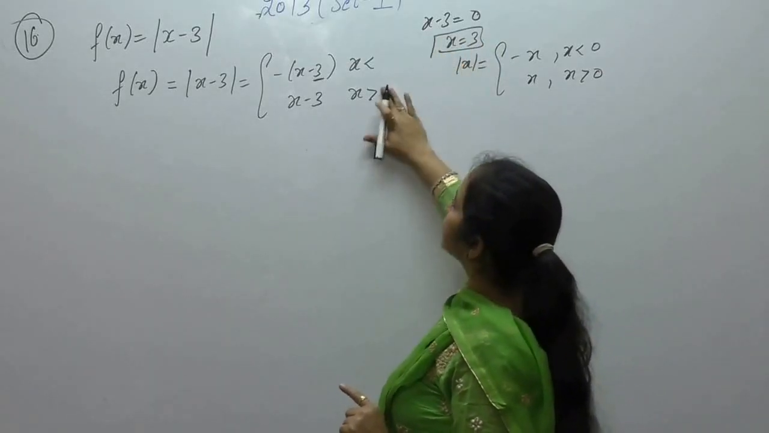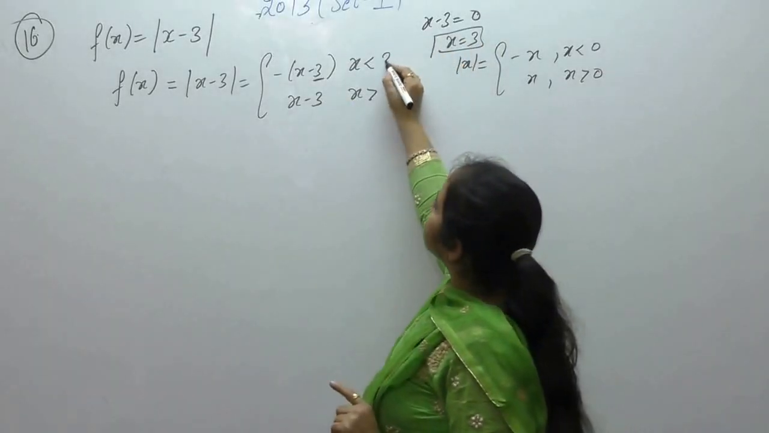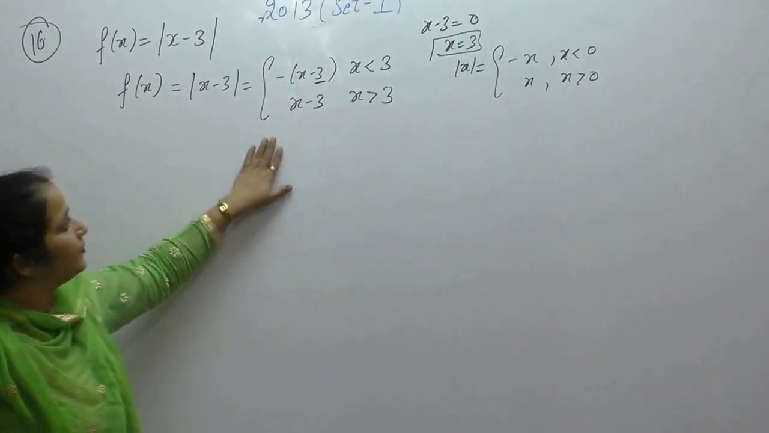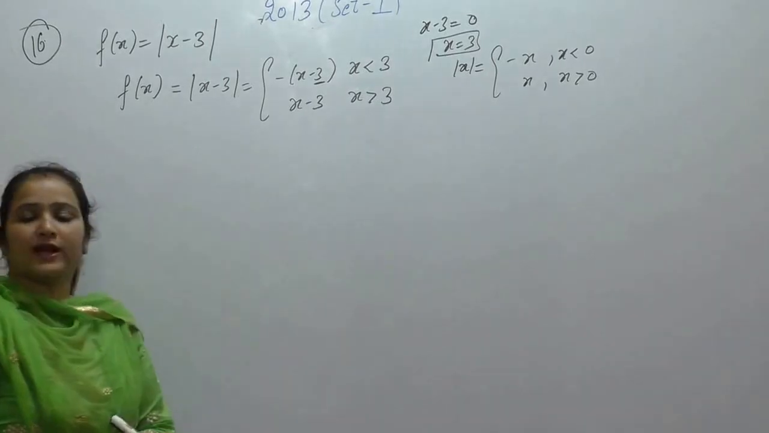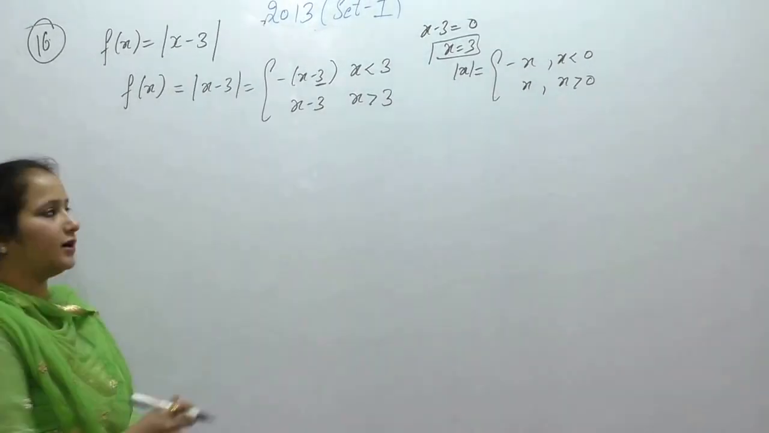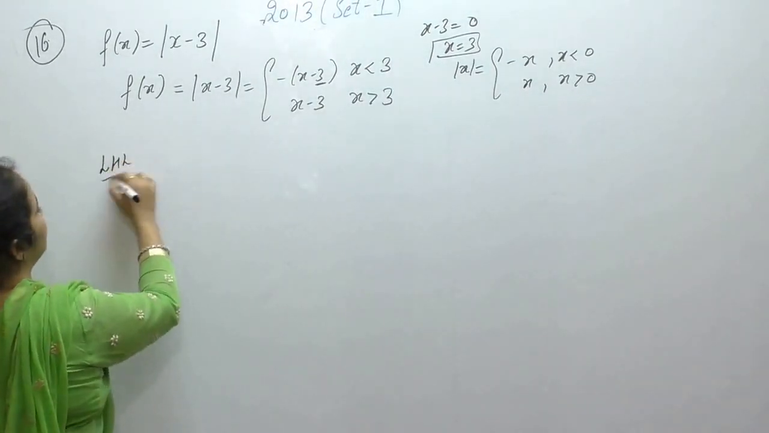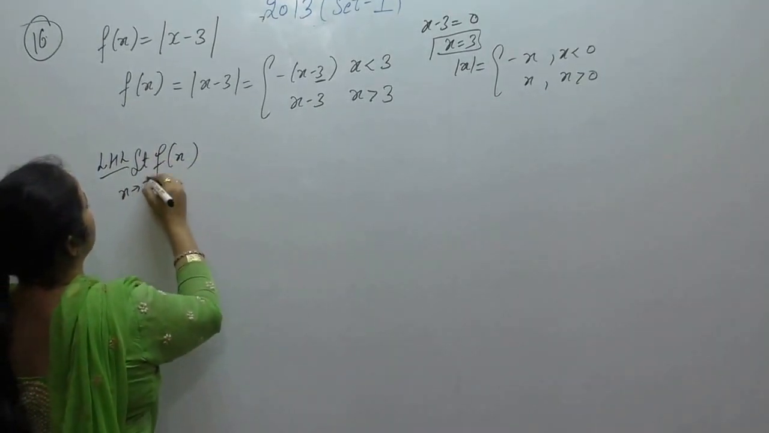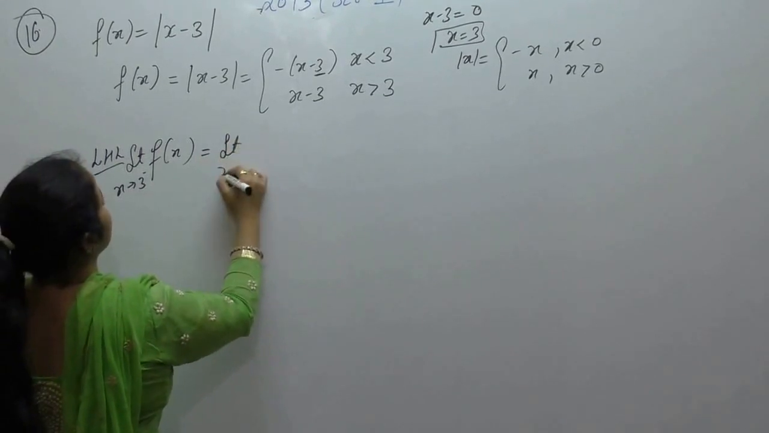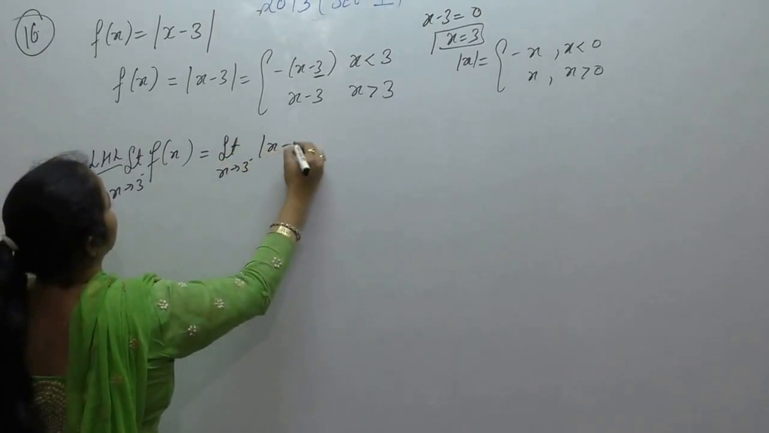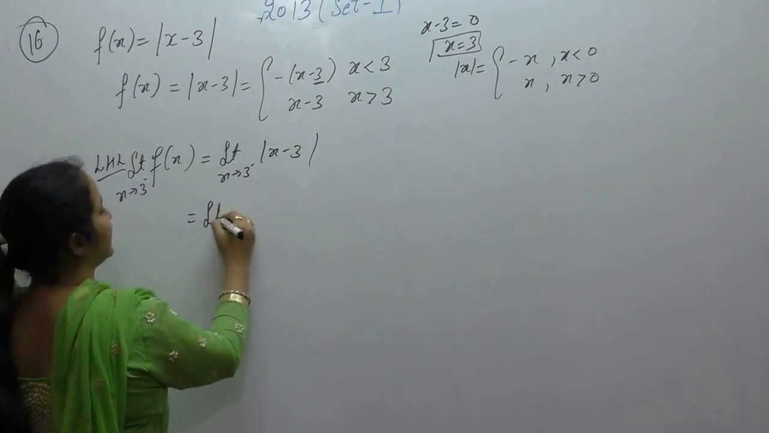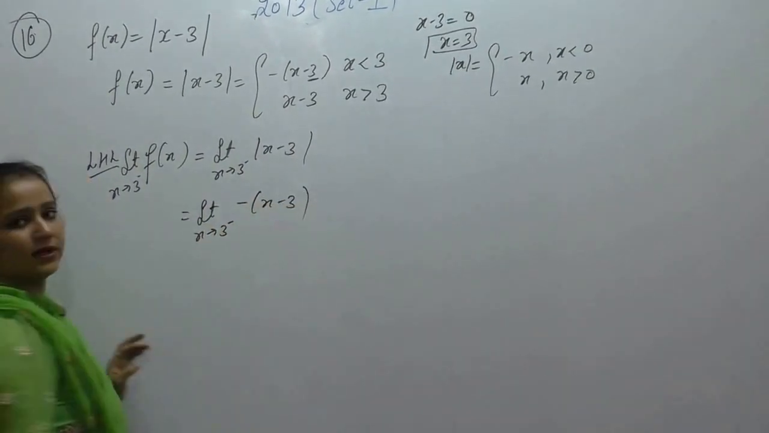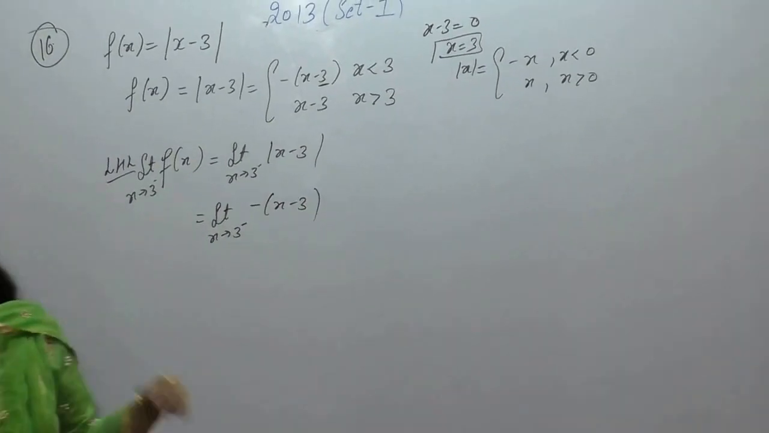Equals to 3. So here we will write x is less than 3 and x is greater than 3. Clear? Now we want to prove that the function is continuous but not differentiable. For left hand limit, f of x, limit x tends to 3 negative, modulus of x minus 3. When x tends to 3 negative, then the function is negative because x is less than 3.